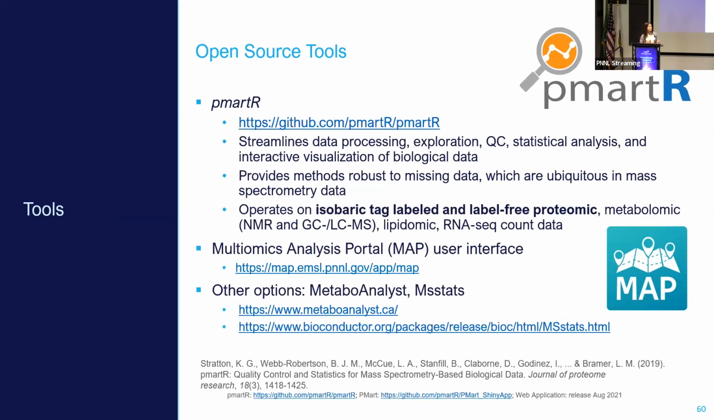And David mentioned some tools that are available publicly that you might find helpful for analyzing proteomics or other mass spectrometry data. If you're working in R, there's the PMART-R package, and then there are two different routes basically to get to the same user interface. Here is one of the URLs for MAP, and in our closed session this afternoon, we'll walk through using MAP and PMART-R to do this type of analysis. Other options that you may have already been familiar with are MetaboAnalyst and MS Stats.